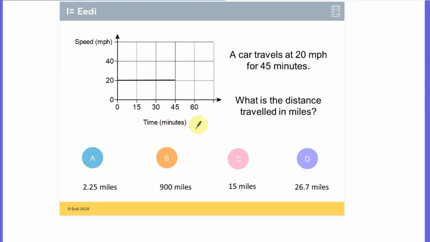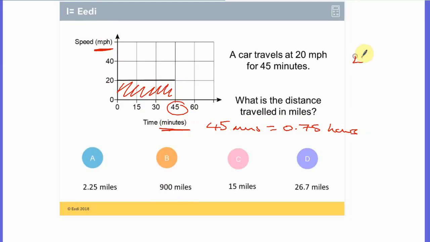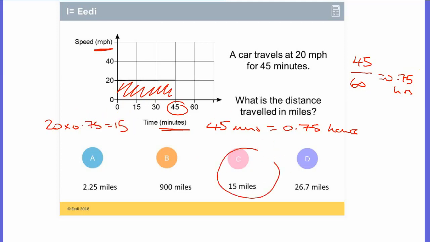And this final one, I think a lot of us went for 900 because we found the area of this section and we just did 20 times 45. Problem is here, this is miles per hour and this is minutes. So you need to say that 45 mins equals 0.75 hours. You can find that by just doing 45 over 60. You can do that with any minutes. Over 60 will give you the decimal hours. So then I'm going to do 20 times 0.75, which gives me 15.